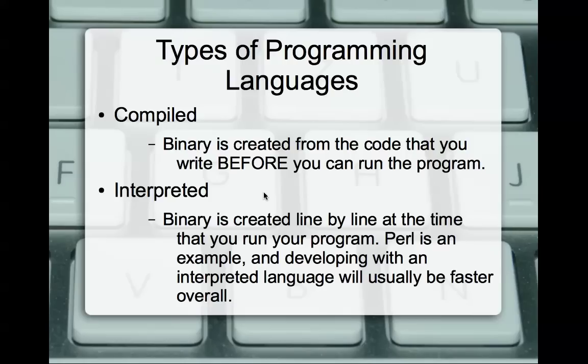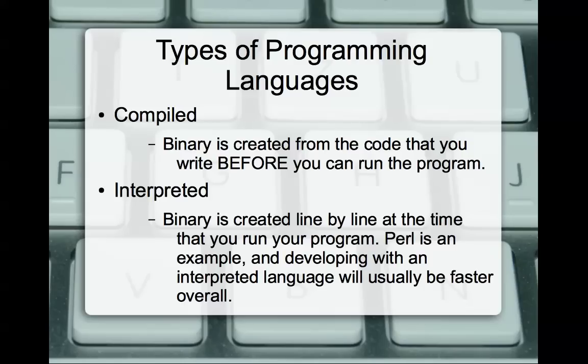Okay, so there are a couple of main types of programming languages. The first type is compiled language, and that means the binary of your program, the strings of ones and zeros that a computer will actually read, will be created before you run your program. So you actually have to wait. If you have 10,000 lines of code in your program, it has to compile each of those 10,000 lines before it can run it. And then if there's an error, then you've just wasted that time.